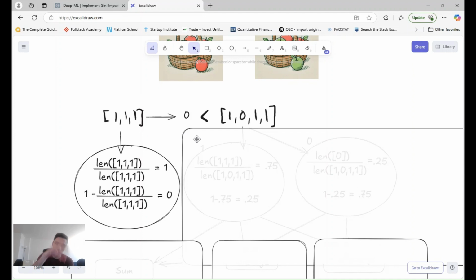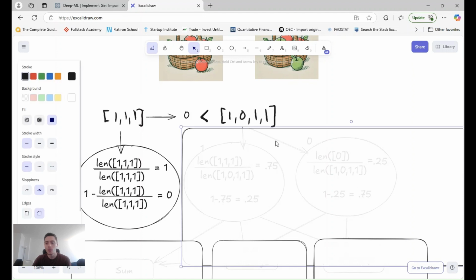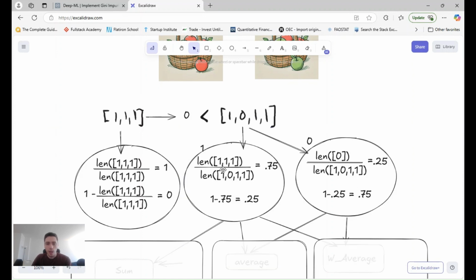So let's try and apply this formula onto our slightly larger set. Okay, so this is for class 1. So for class 1, we take all of the ones. We see there's three ones divided by the total length, which is 4, and that would be 0.75. And then let's say we did the same thing for the 0 class, so we take how many zeros there are. There's 1 zero, and there's 4 total elements. That would be 0.25.